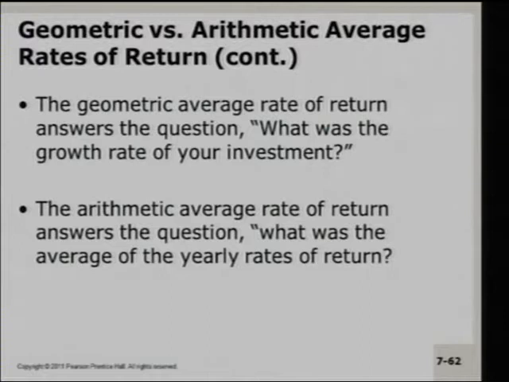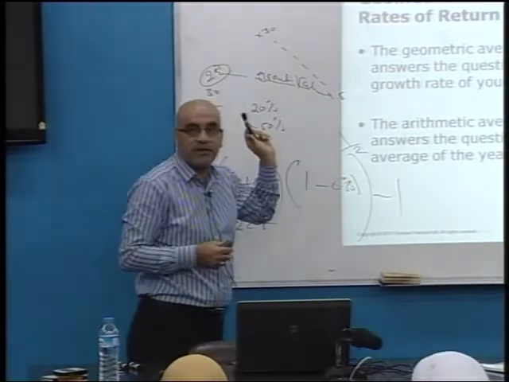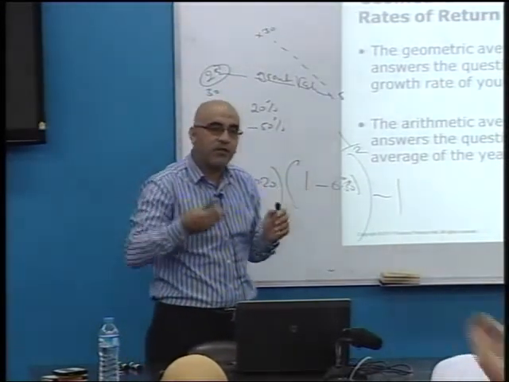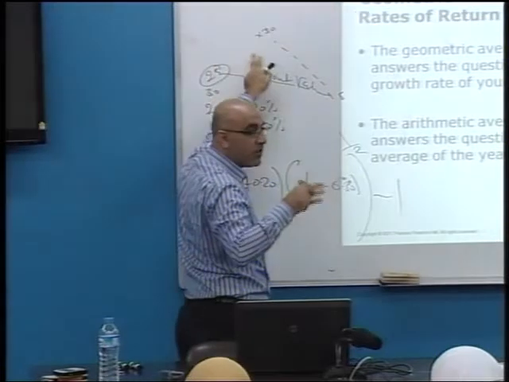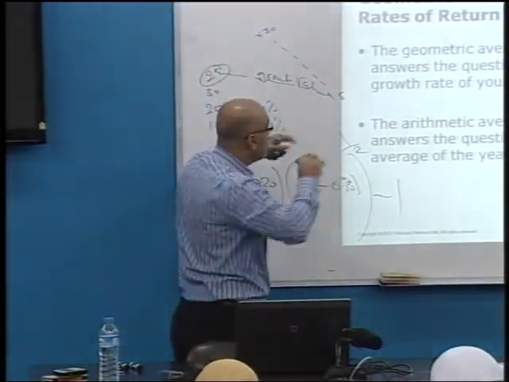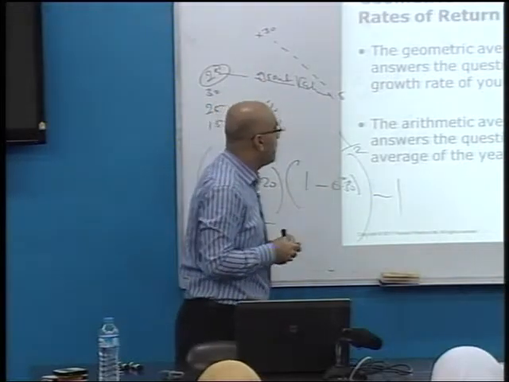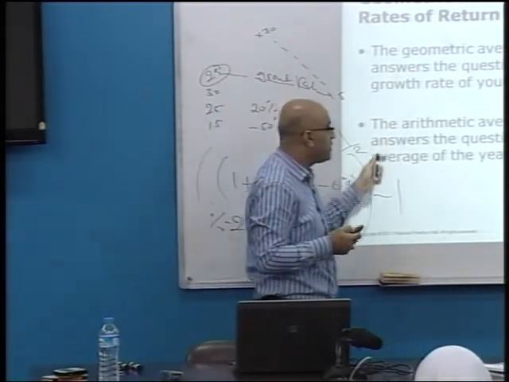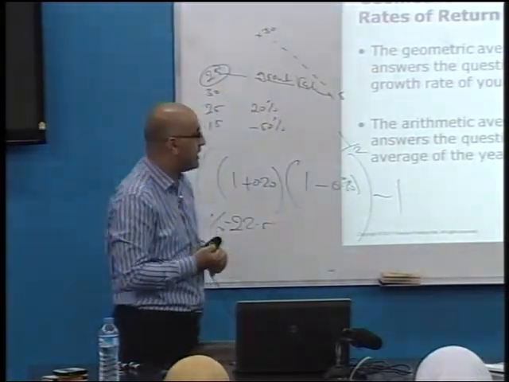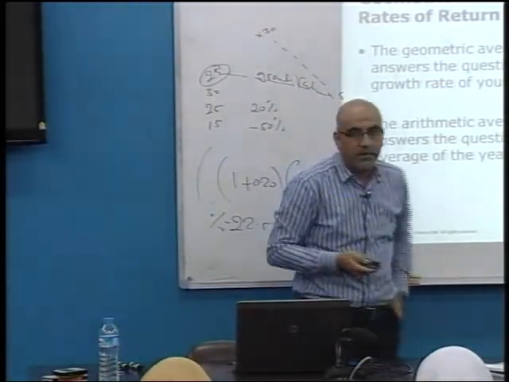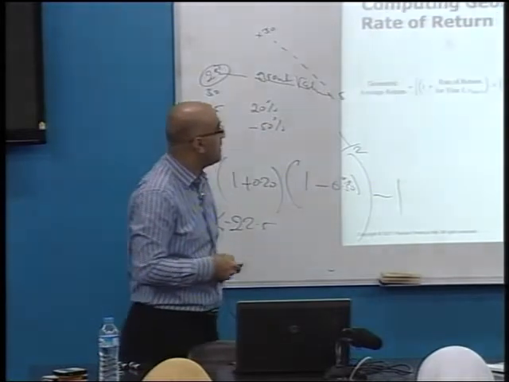Again, the geometric average rate of return answers the question: what was the growth rate of your investments? In this case, the growth rate is minus 22%. But the arithmetic does not reflect the growth rate of return. The arithmetic reflects the summation of the periods and does not consider the whole period of the investments. The arithmetic average rate of return answers the question: what was the average yearly rate of return? Yearly, daily, or quarterly. It is not considering the whole investment or the whole performance of the investments.